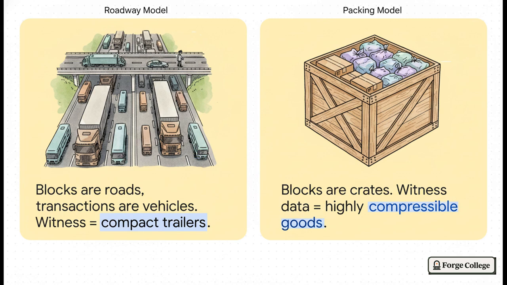Now, let's shift to the packing model. Think of blocks as shipping crates with a strict weight limit. Witness data represents highly compressible goods that get a shipping discount. This perfectly illustrates how we can stuff way more discounted goods into the exact same crate without making the crate any larger on the outside. Pretty neat, right?